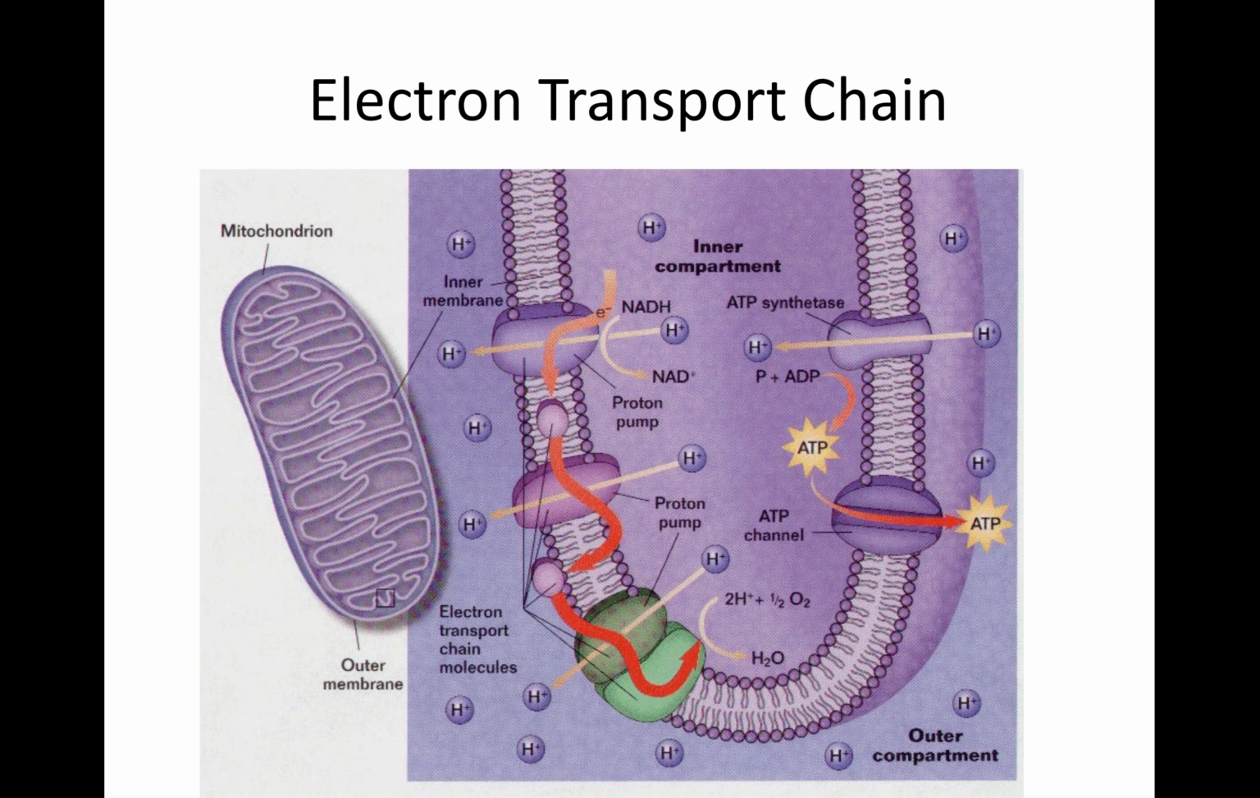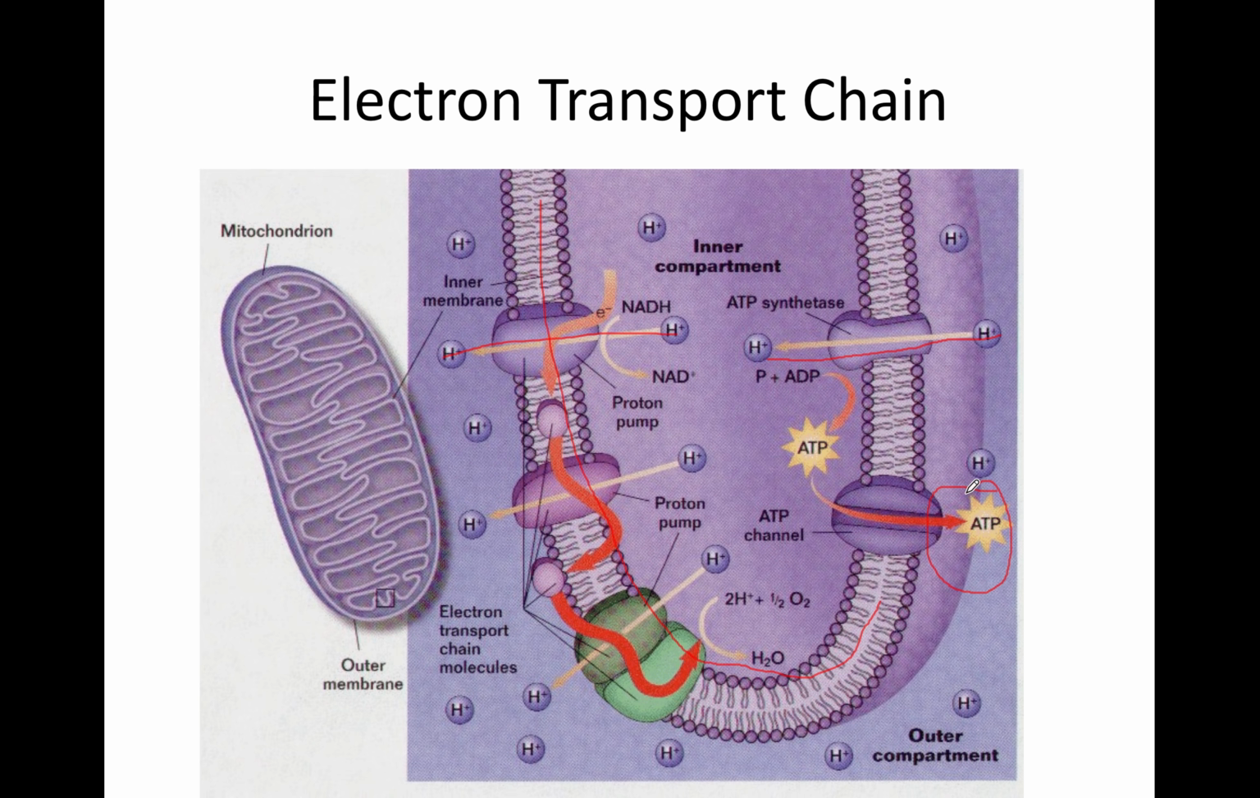So here's just a diagram showing you what's happening. We have the inner membrane of our mitochondria right here. And what happens as these electrons are moving down, these hydrogens are moving out, creating that concentration gradient. So to fix that imbalance, we're going to pump the hydrogens back through using ATP synthase, and out of that process we create ATP.